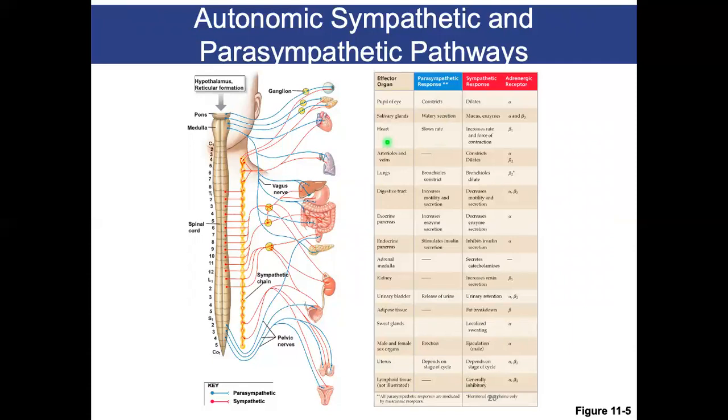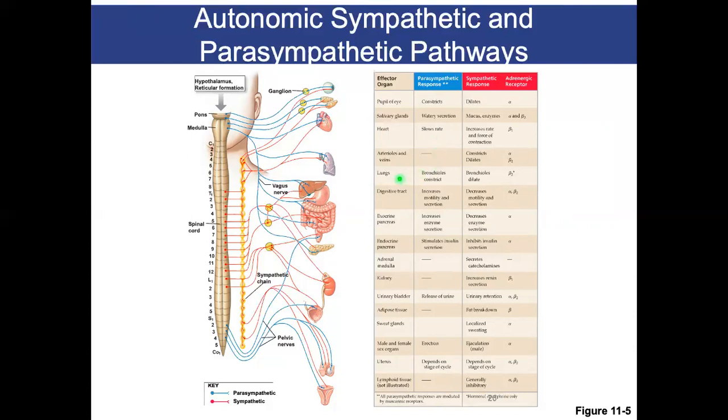So let's look at the heart. If your sympathetic nervous system stimulates your heart, it's going to increase heart rate and force of contraction. What's the dominant receptor on the heart? It's going to be beta-1 adrenergic receptors. For right now, for this exam, you just have to know adrenergic, and we'll get into a little bit more depth when we get into the cardiovascular system. The parasympathetic nervous system is going to slow down rate and force of contraction of the heart by binding to muscarinic cholinergic receptors.